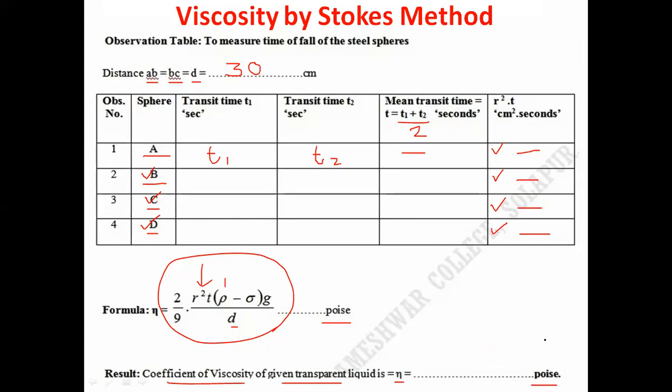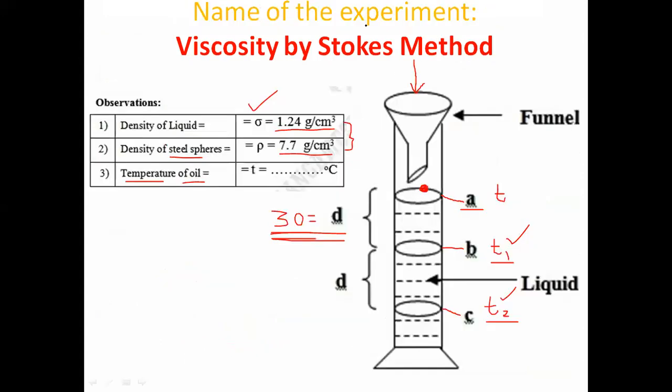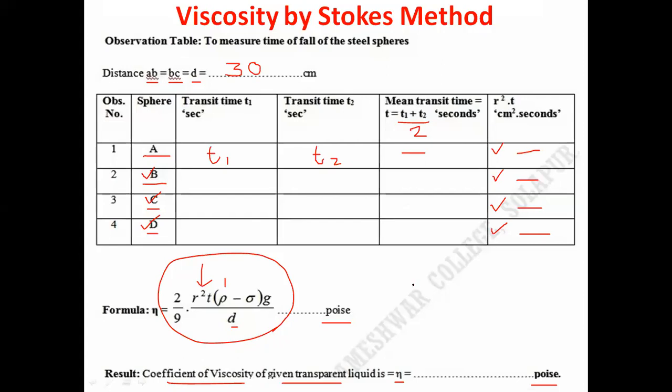That is, we have discussed the first experiment, surface tension of liquid by drop weight method, and the second experiment, that is viscosity of given transparent liquid by Stokes method. So after this experiment we have another experiment. But today time is short, so we shall discuss the next experiment in the next lecture.